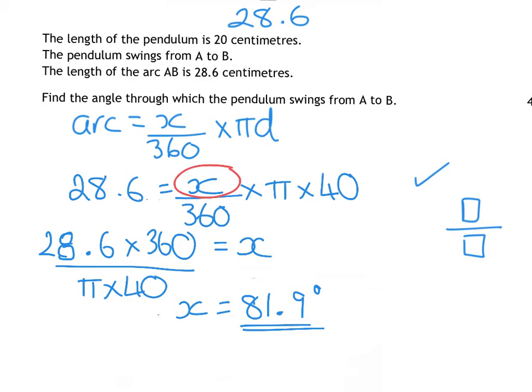Now, there is other ways to go from that. You could alternatively, at this stage here, work out what pi times 40 divided by 360 is, and then do 28.6 divided by that number. But we've taught change of subject this way in our class, so that's the way we do it. We do the opposite of every single thing on the right-hand side.